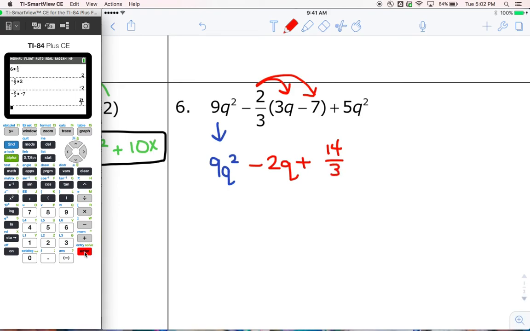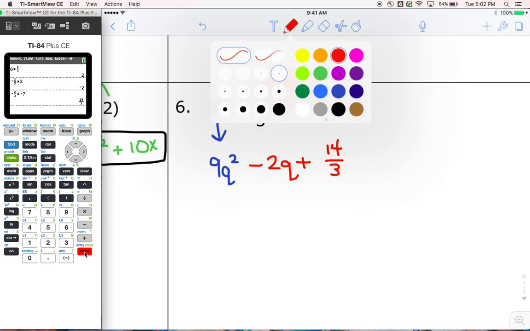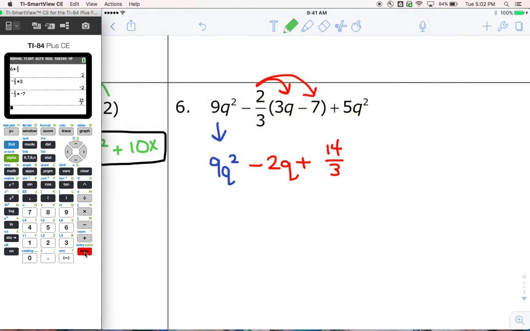14/3. So it stays a fraction in this case. And again, you guys, we're showing you this because this is how they did it on STAR. And this last term, again, not multiplying anything, so we're just going to keep it as 5q squared. Okay, last but not least, always check to see if you've got like terms, and we do have like terms. We have 9q squared and positive 5q squared. So I can add those together and get 14q squared.